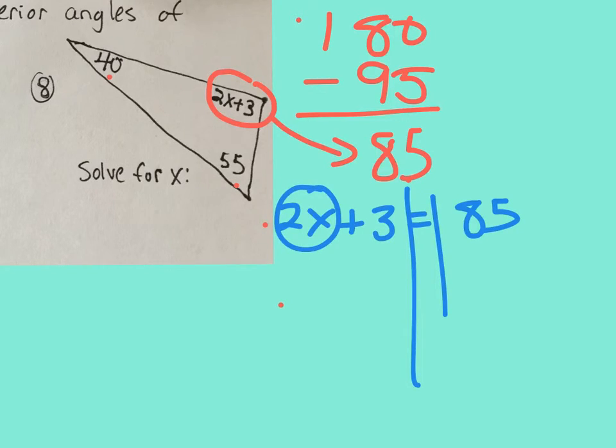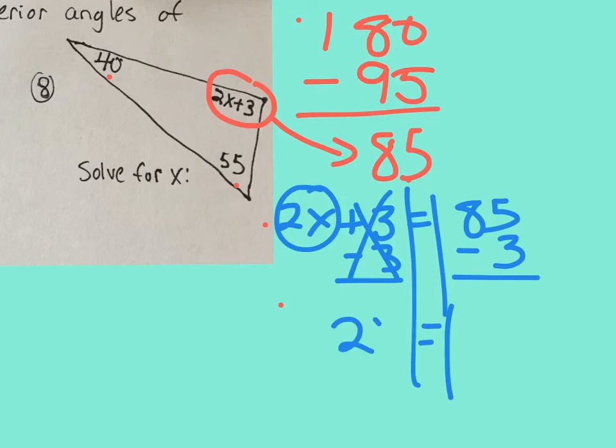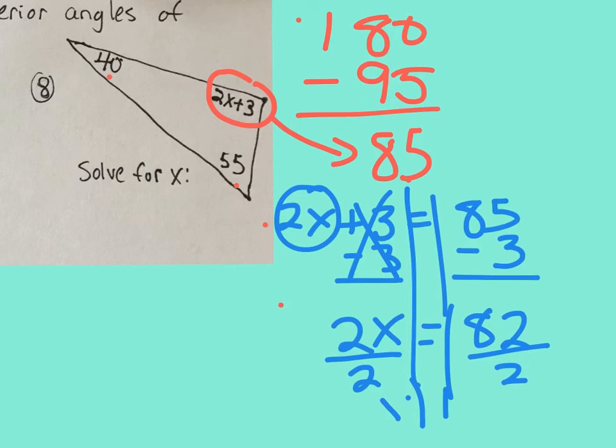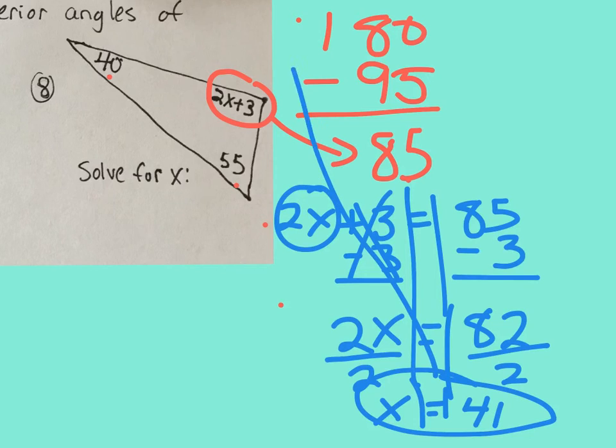Now we're going to locate the variable term. We need to turn positive 3 into 0, so negative 3 to both sides. Bring down my equal sign. That goes away. So 2x equals 85 minus 3, which is 82. Now to turn whatever's with x into 1, I would divide by 2, and now I have x equals 41. So we just solved for x. So x is 41. Let's make sure we got that right.